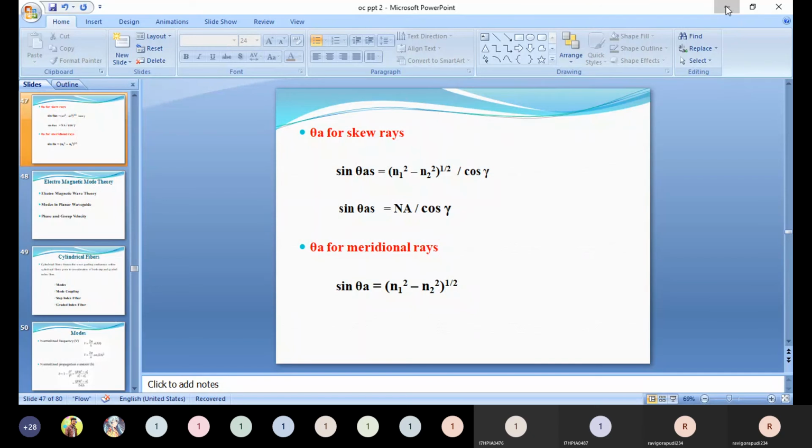Calculate the acceptance angle in air for skew rays that change direction by 110 degrees at each reflection.